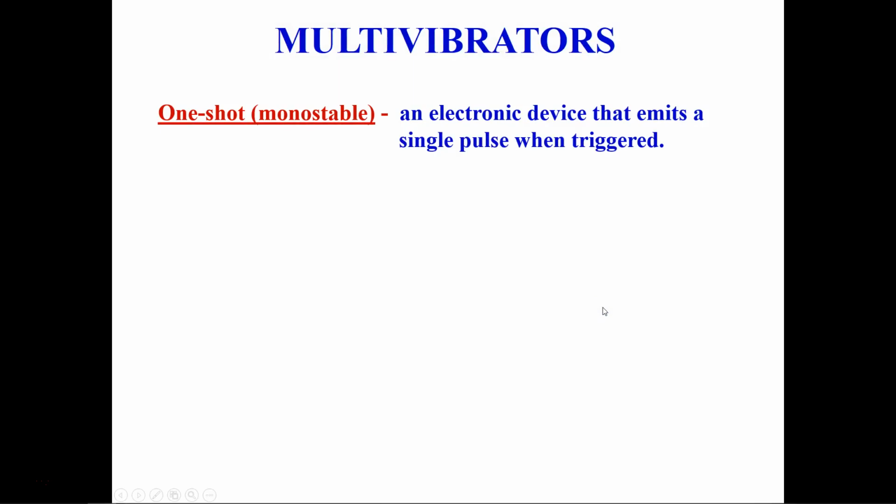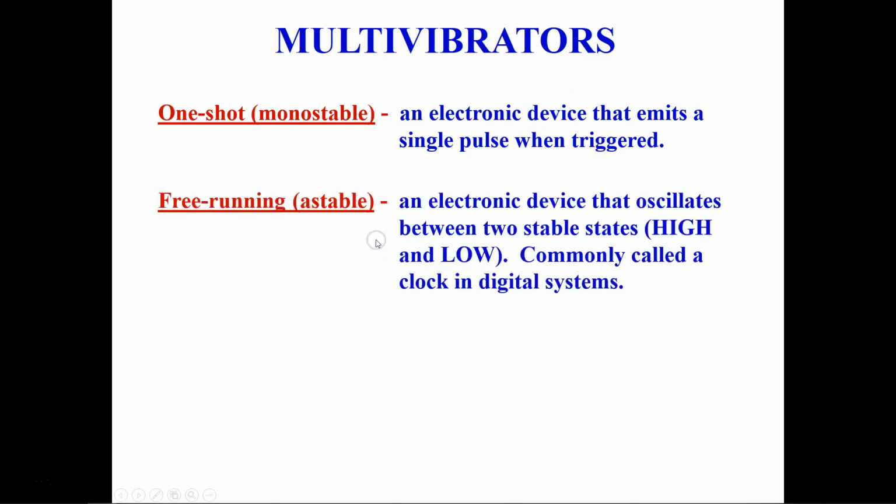So we have this one-shot multivibrator. This is also called a monostable. It is an electronic device that emits a single pulse when triggered. And then we have a free running one, which is called an astable multivibrator. It is an electronic device that oscillates between two states, high and low, and it is commonly known as a clock in digital systems.